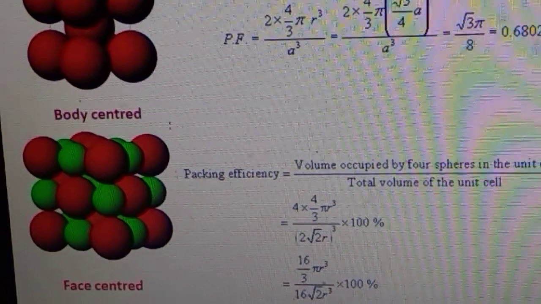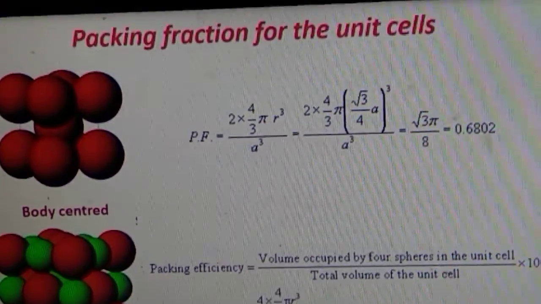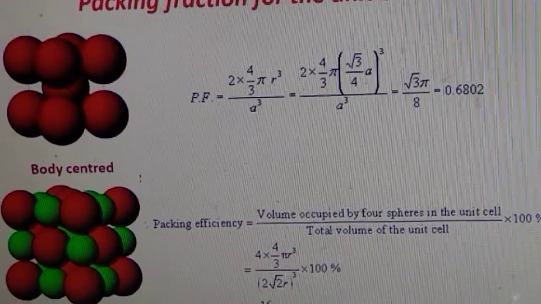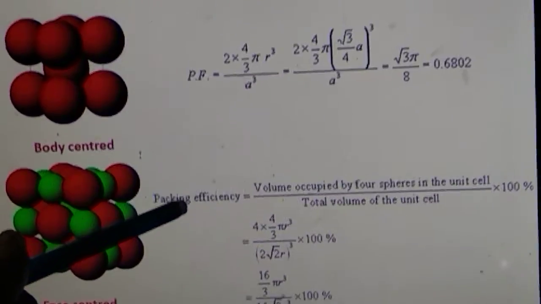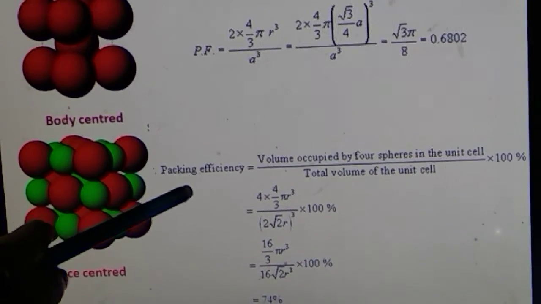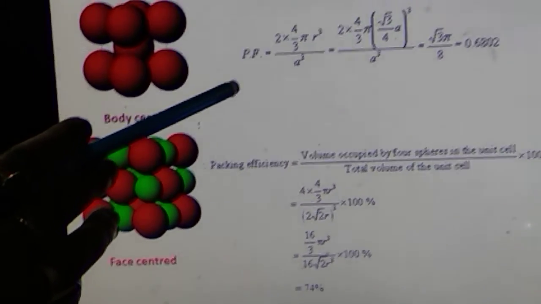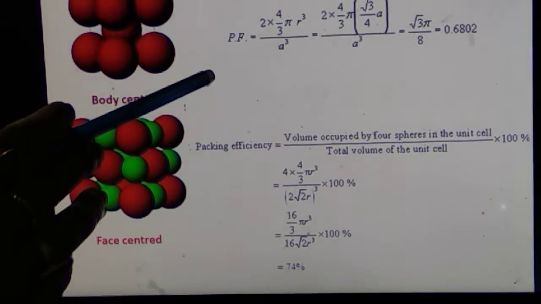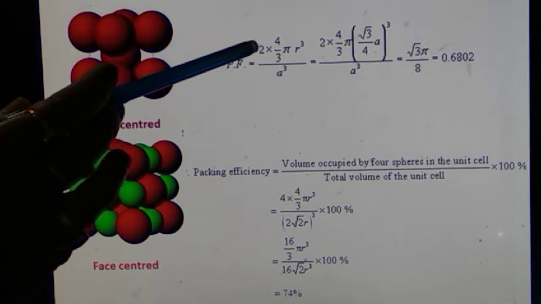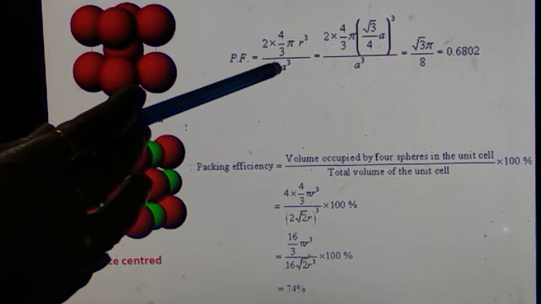My dear children, now I am going to discuss packing fraction for the unit cell. Suppose it is the body-centered cubic unit cell. What is the formula of the packing fraction? One is packing fraction, another is packing efficiency. The total number of atoms present in the body-centered cubic unit cell is 2, we have proved. So the formula is the total volume of the atoms in the unit cell divided by the volume of the unit cell.